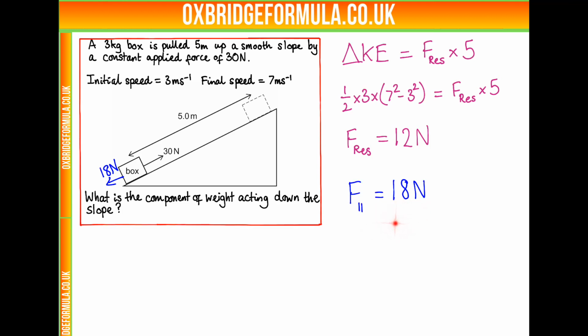Another way that we could have done this, but would have been quite a bit longer, is to work out how much work done we would have got just by the 30 newton force, and then however much work must have been lost by doing work against the 18 newtons. And this might have been longer, so it's best to work with the resultant force and then deduce that we had 18 newtons going down.